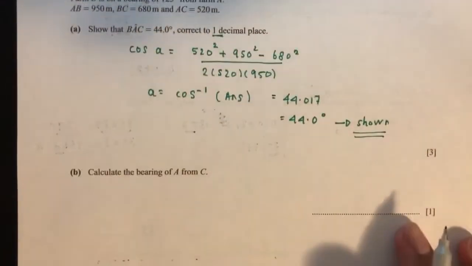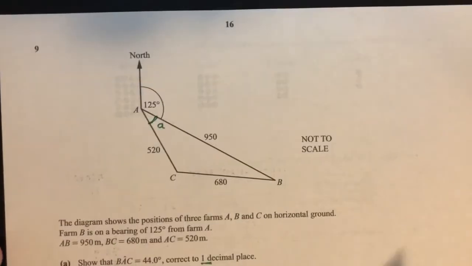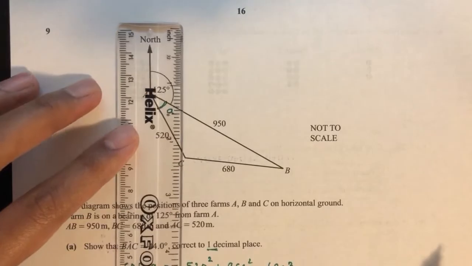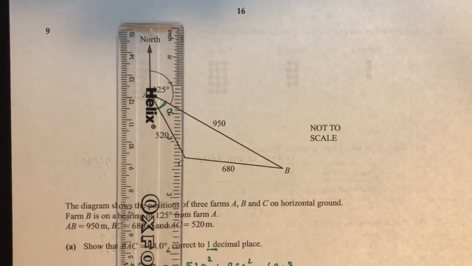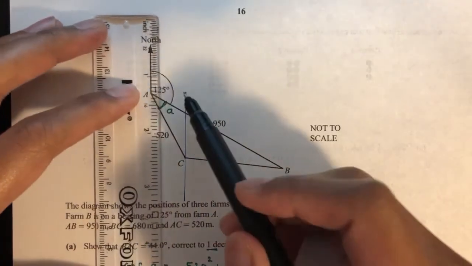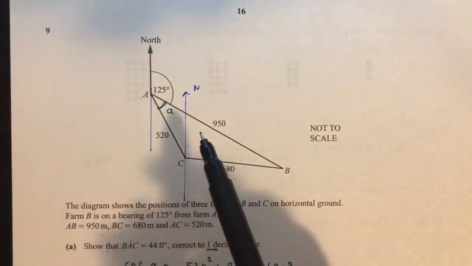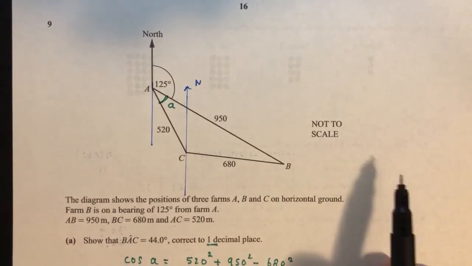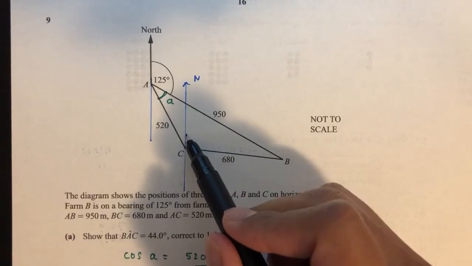Okay, part B. Calculate the bearing of A from C. Okay. So now we have to know what angle we are looking for. So let's draw the north line at the C point. So here we have that. That's the north line. And let's extend this line as well. And these 2 lines are in the same direction. So we are trying to find the bearing of A from C. So from C, we have to find this angle.